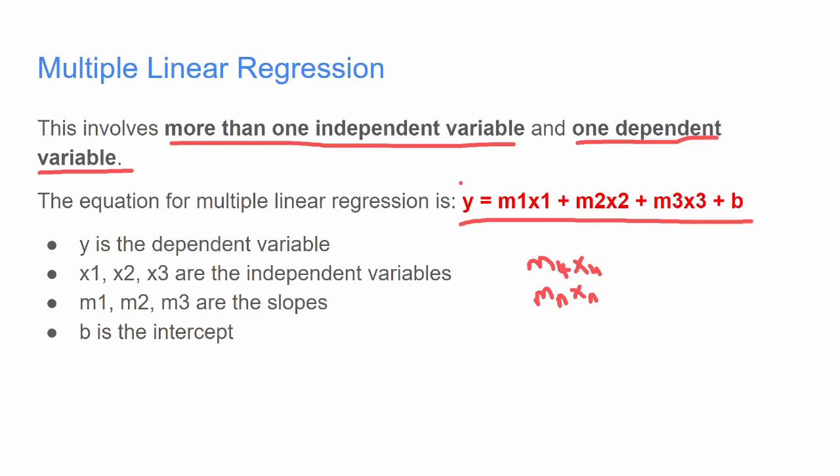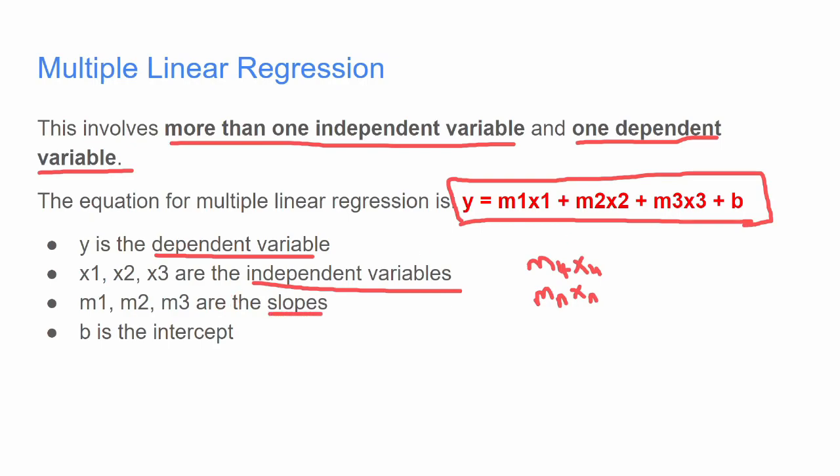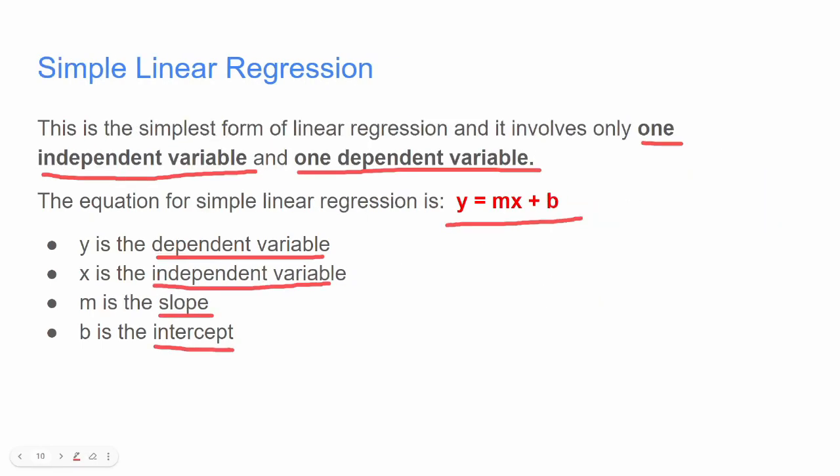So this is the important equation for solving any problems. Y equal to m1 x1 plus m2 x2 plus m3 x3 plus b. Here y is the dependent variable, x1, x2, x3 are the independent variables, m1, m2, m3 are the slopes, and b is the intercept. So these two equations are important in solving the problems and for the house price prediction project.